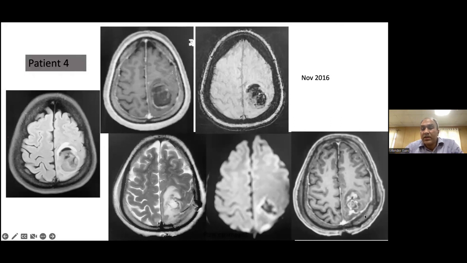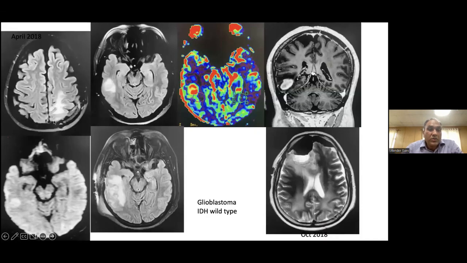This patient underwent a resection, and histology showed that it was a GBM. Now this patient developed another lesion in the right temporal lobe, which again showed very high perfusion, very strong enhancement, and again showed glioblastoma, IDH wild type.